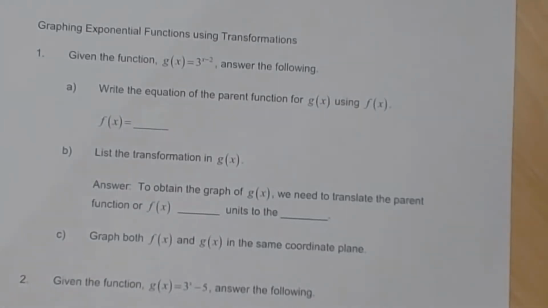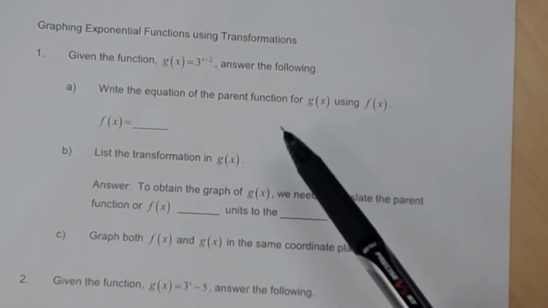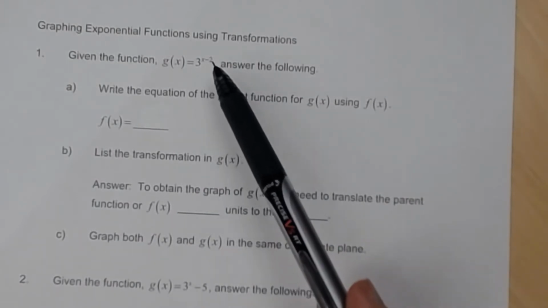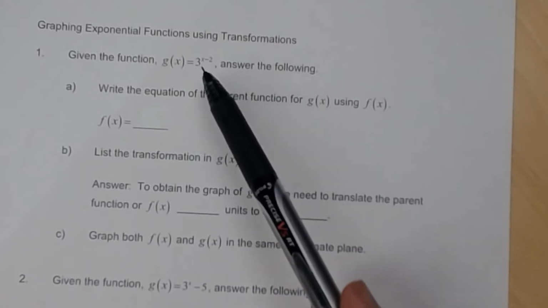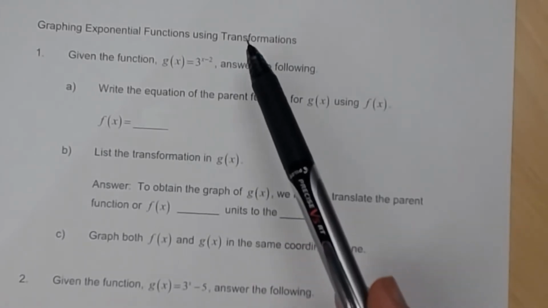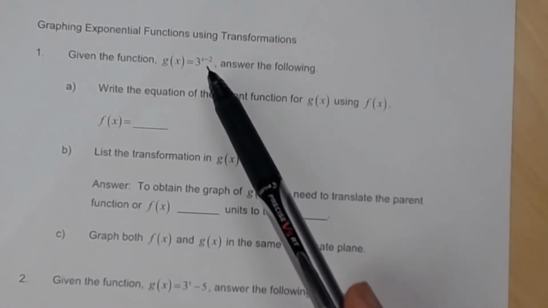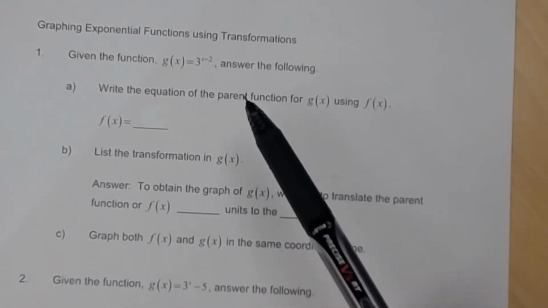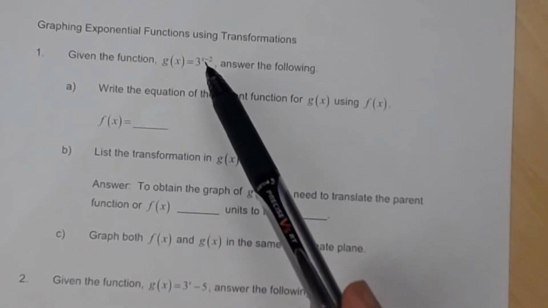Okay, so on these problems, you're graphing these exponential functions. You're graphing this not by using a t-table. They want you to do this by using transformations. So if I'm going to do this by transformations, then I have to consider what the parent function is, and then use the parent function to get to this one.